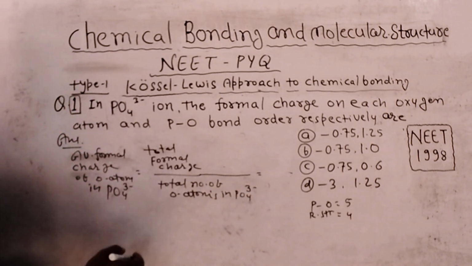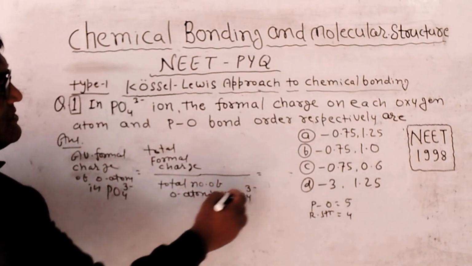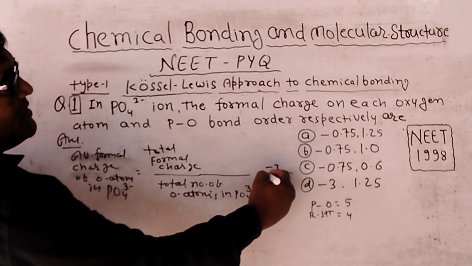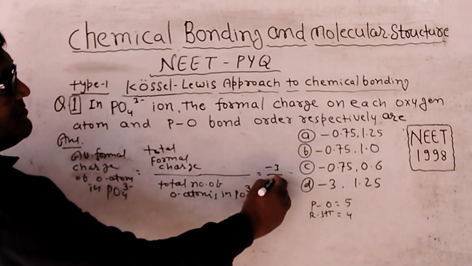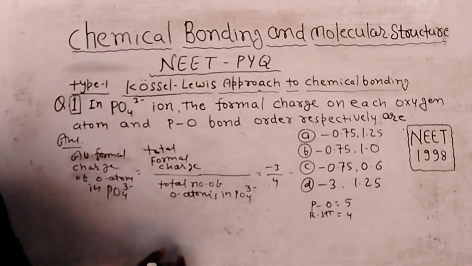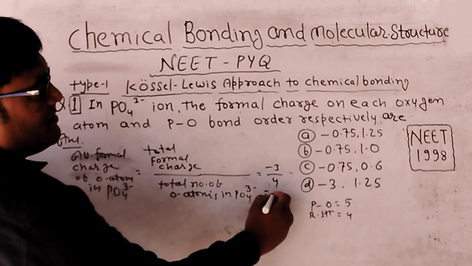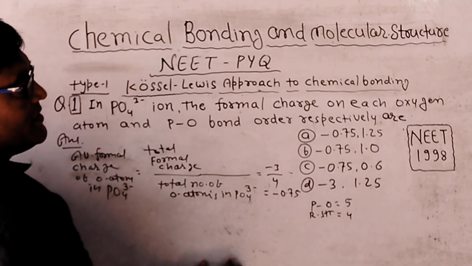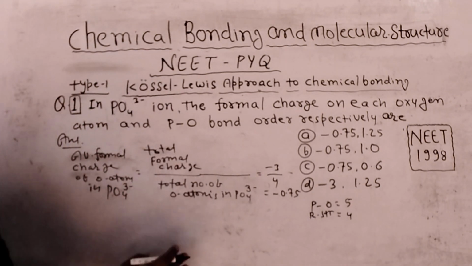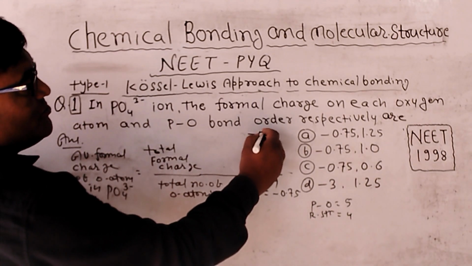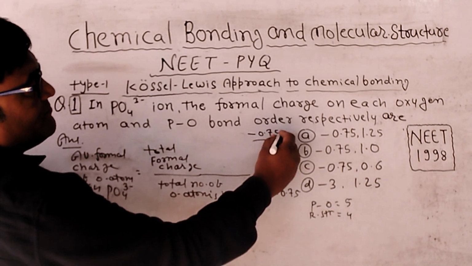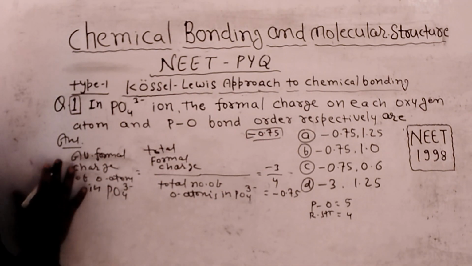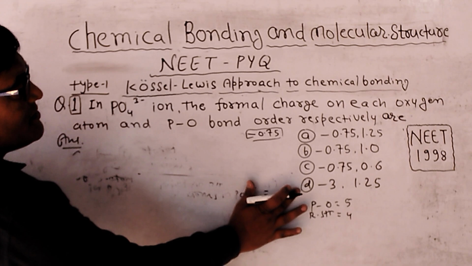O atoms in the phosphate ion. Now the total formal charge is -3, since -1, -1 and -1 is -3, and the total number of oxygen atoms in PO4 is 4. After calculation we get -0.75. So -0.75 is the first answer.